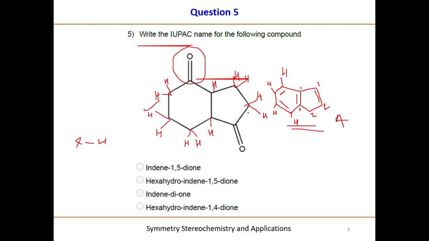Now we have two more protons because here, instead of the four double bonds, there is no double bond, but here we have carbonyl groups. We have to count the numbering. We have to count the numbering here.